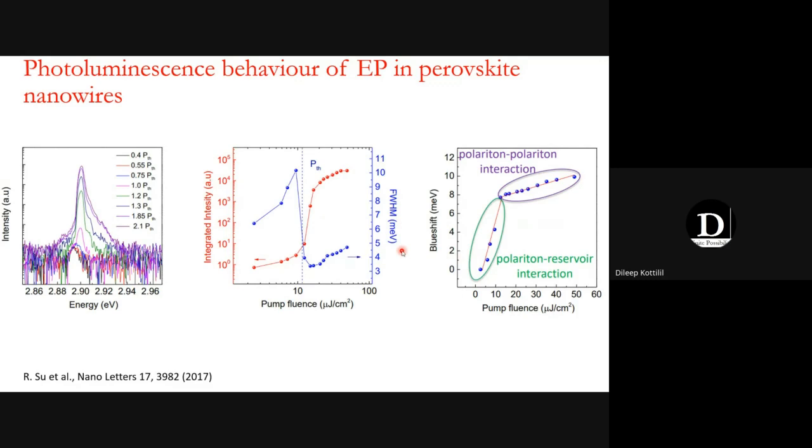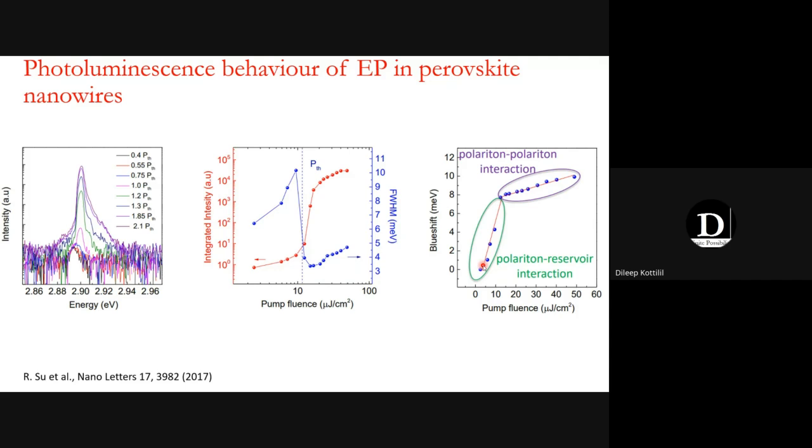If this is actually a polariton lasing or a normal lasing, how do we distinguish it? We distinguish it by looking at the blue shift. As the pump power increases, if there is a blue shift of the peak, in this case the peak is around 2.9 eV. If there is no blue shift, then there is no interaction with the polariton reservoir.